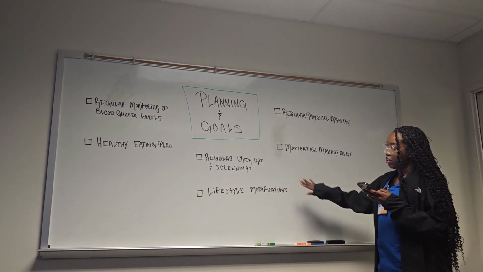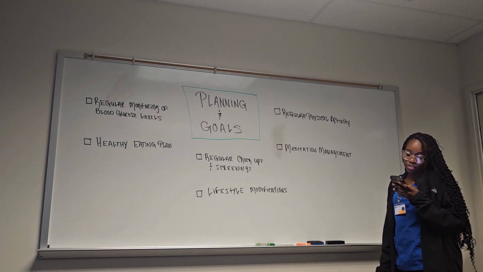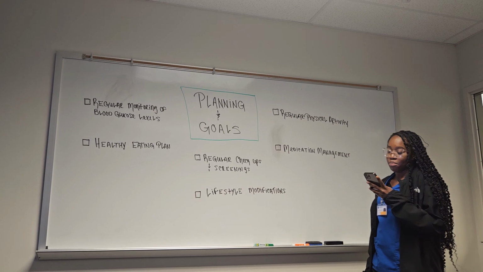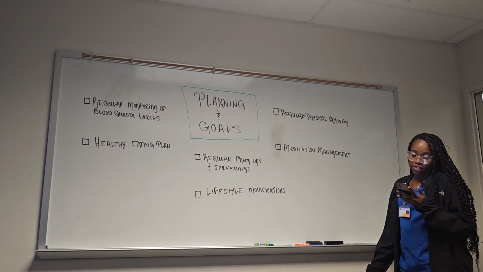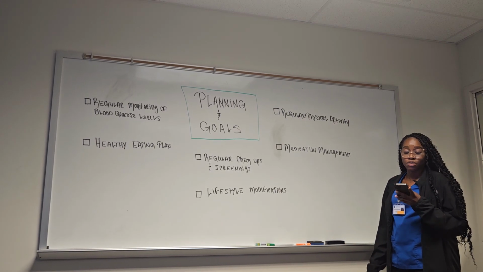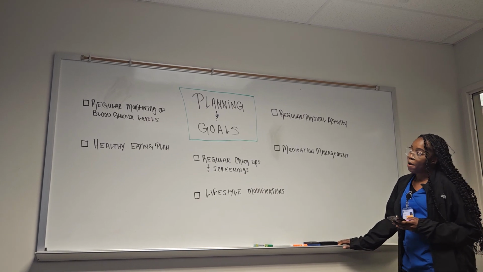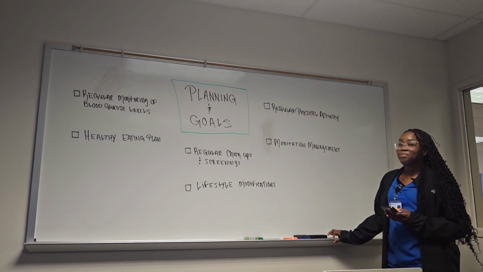And then regular checkups or screenings. You should have regular checkups with healthcare providers to monitor your blood glucose levels, overall health, and any complications of diabetes. And then of course we have lifestyle modifications. You should make lifestyle modifications such as quitting smoking, reducing alcohol consumption, and managing stress. All of those, we will talk about how to implement next.